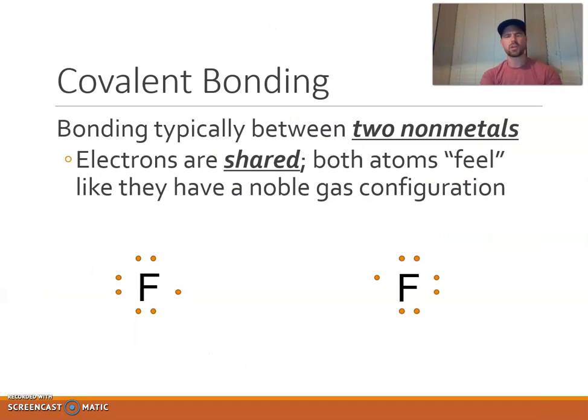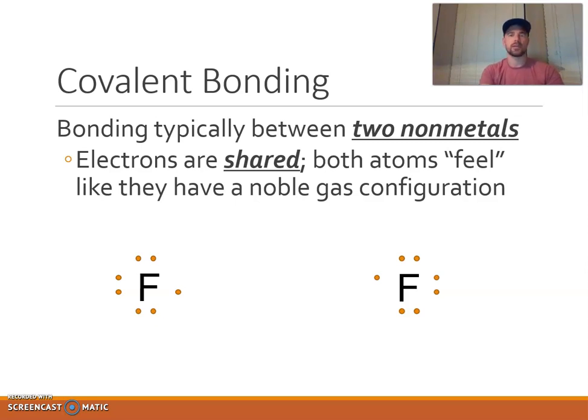So let's talk about what a covalent compound or covalent bonding is. With ionic bonding, we saw that it was between a metal and a nonmetal, and what held them together was the ionic bond, which resulted from a transfer of electrons. But in covalent bonding, we're looking at bonding between two nonmetals. In this case, electrons are shared between both atoms. This is how they feel like they have a noble gas configuration.